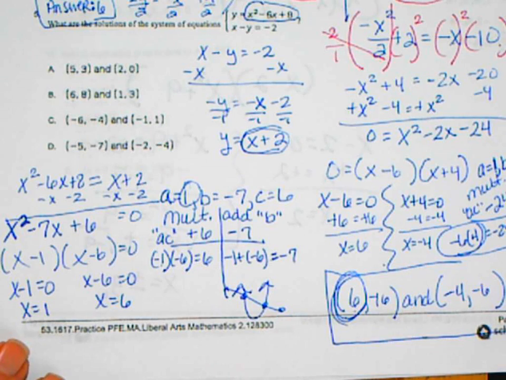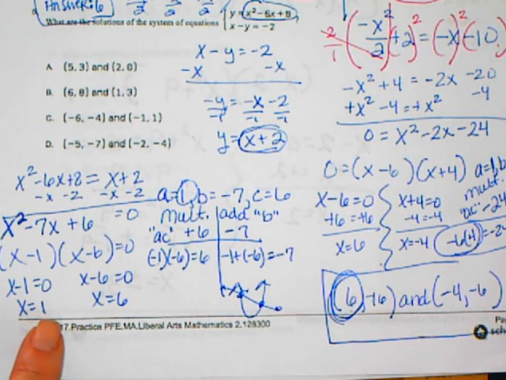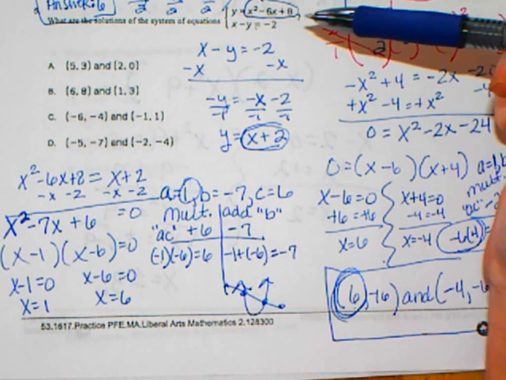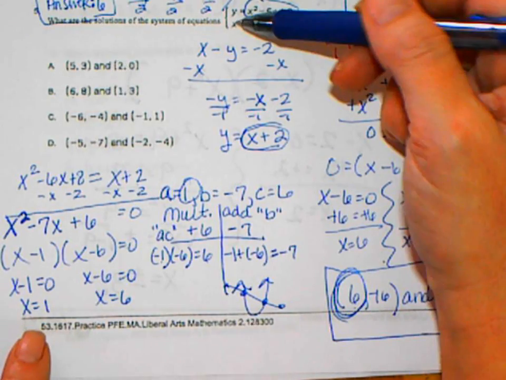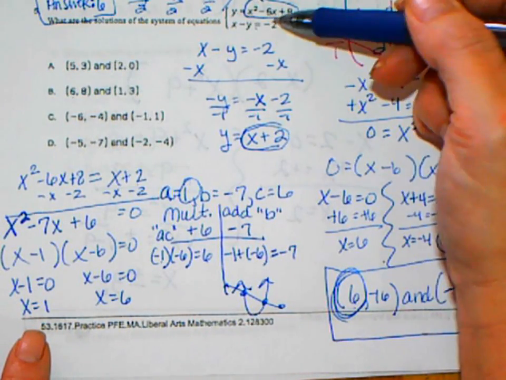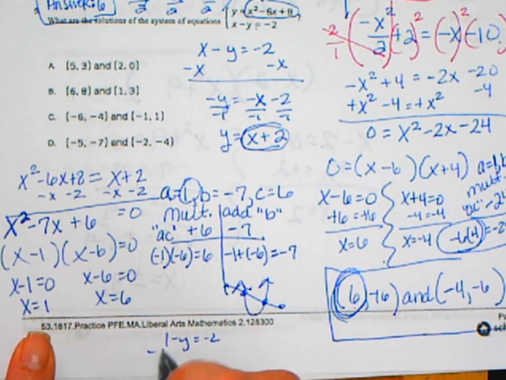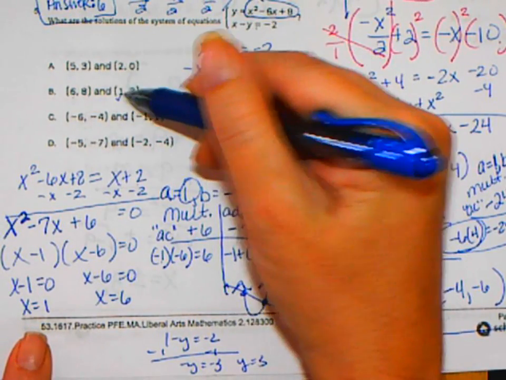But we want to just double check. So at least let's plug it in and see, because the y value has to be true too. If I plug in x equals 1, you can plug it into either equation because it's where they both have the same ordered pair. So x is 1, that's 1 minus y is negative 2. Subtract 1, that's negative y equals negative 3, so y would be positive 3. Does that work out? Yeah.